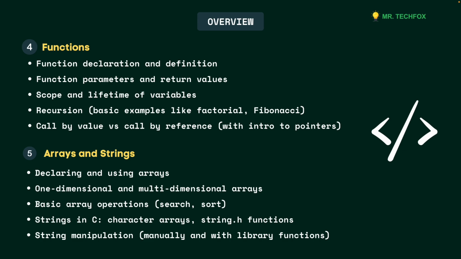Then we'll learn about scope and lifetime of variables. We'll learn about the visibility and lifetime of variables, understanding when they can be accessed and modified. We'll also learn about recursion. We'll go through basic examples of recursion like calculating factorial and Fibonacci series, so you can start solving problems efficiently.